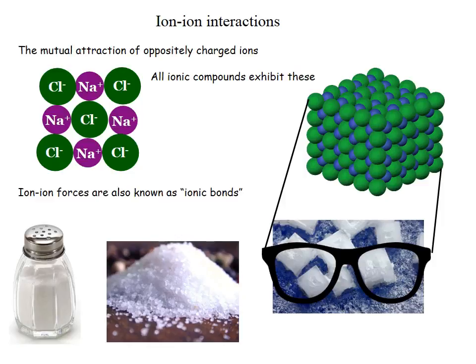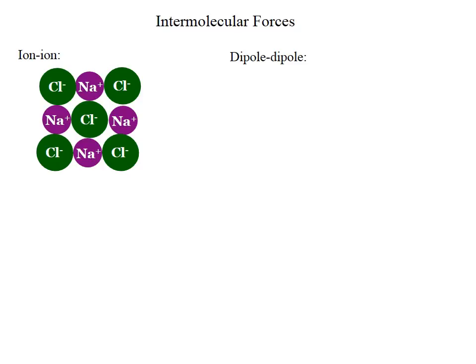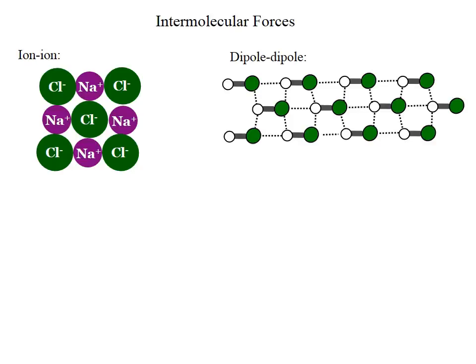Now let's move on to dipole-dipole interactions. Let's put up another model. This is hydrogen chloride, and this is 12 hydrogen chloride molecules, where hydrogen is shown in white and chlorine is shown in green, and there's a covalent bond that connects the hydrogen to the chlorine. You can see the little dashed lines. Those are supposed to represent the dipole-dipole interactions between each of those molecules.